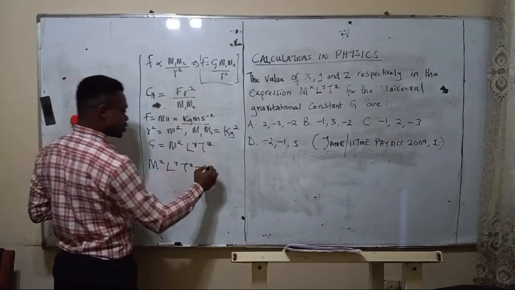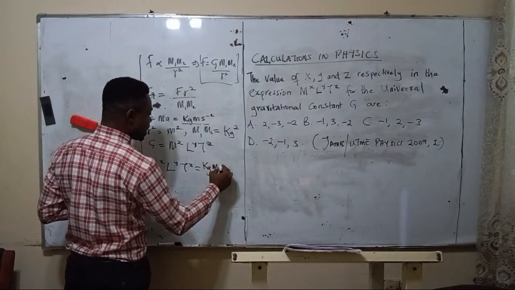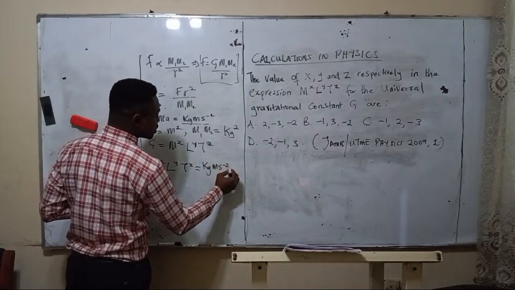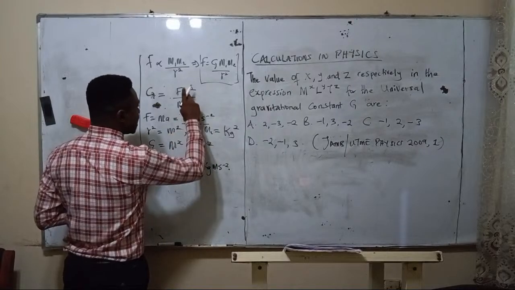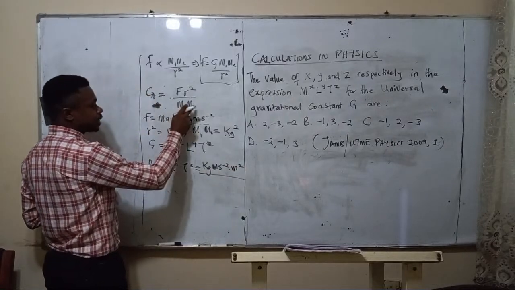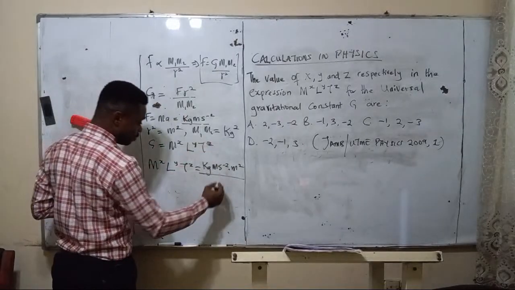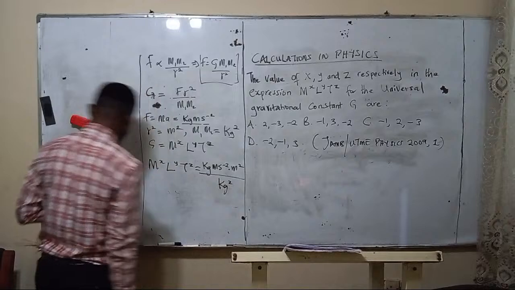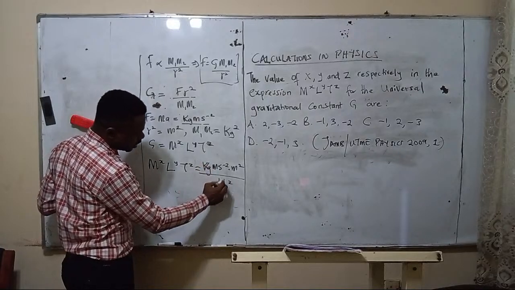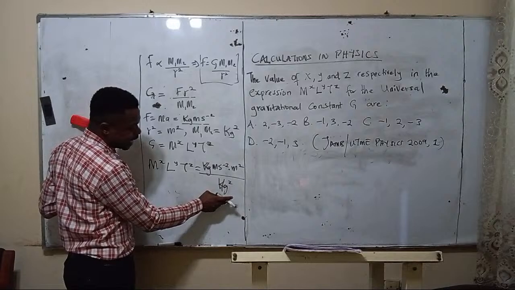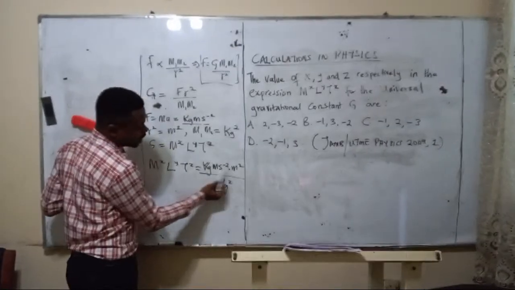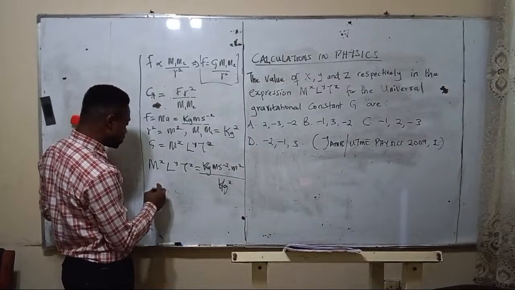So let's fix this for force. Kilogram meter per second squared, times, let me use dot for times, R squared is meter squared, all over M1 times M2, which is kilogram squared. We have already established that. So one kilogram here will cancel a kilogram here, and we have a kilogram remaining. But using the law of indices, M times M squared is M cubed.